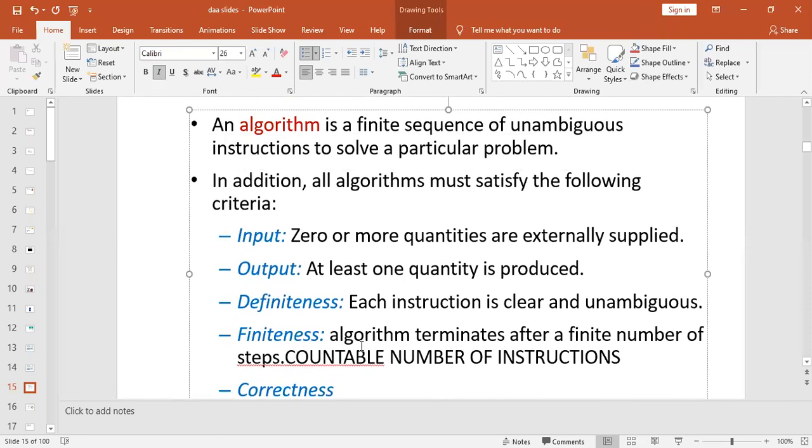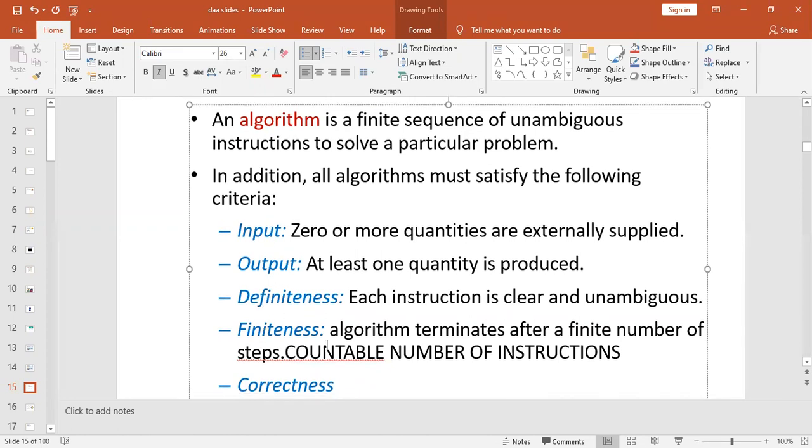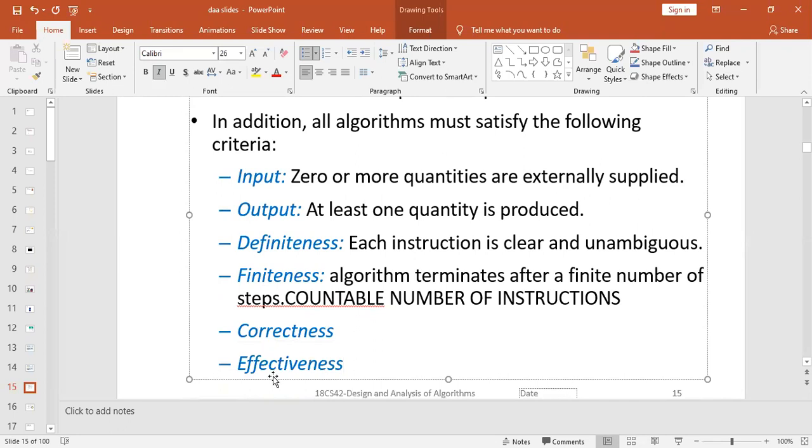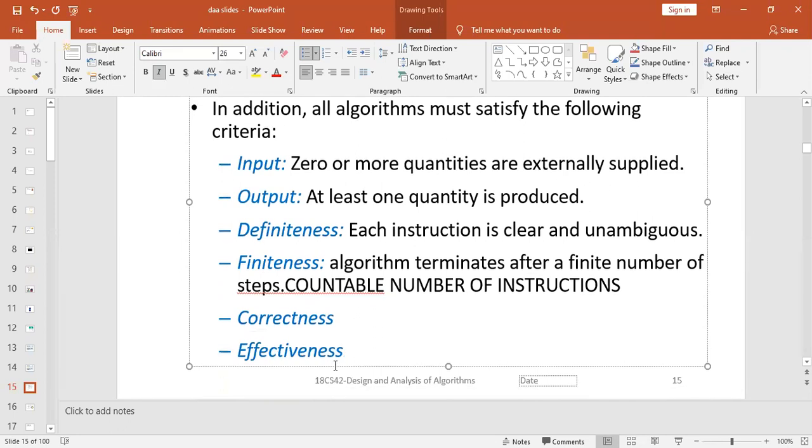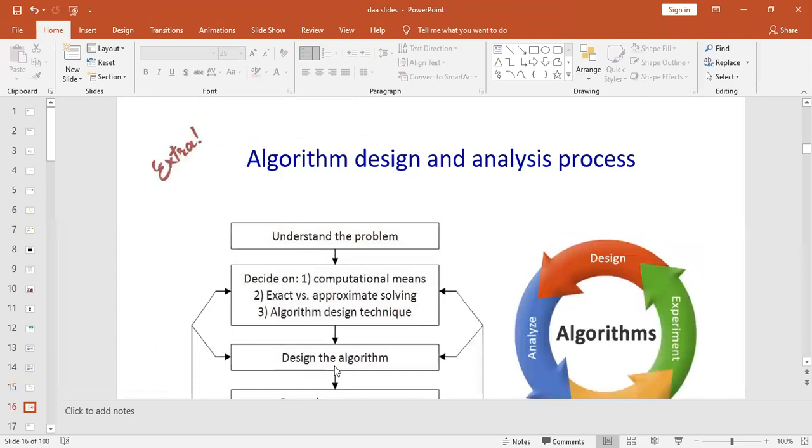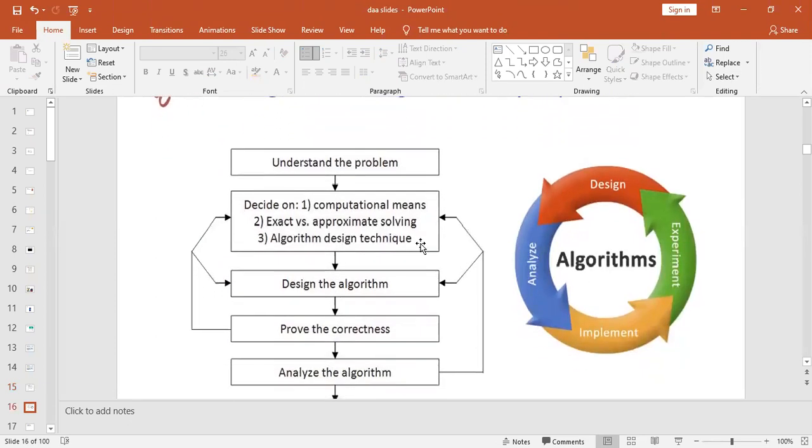So what's an algorithm? It's a finite sequence of instructions to solve a particular problem. What are the criteria of the algorithm? Its input and output. Two criteria for input are definite and finite. Two criteria for output are correctness and effectiveness. Okay.